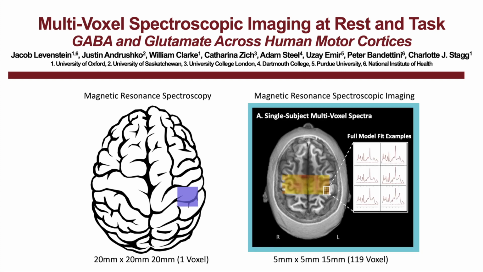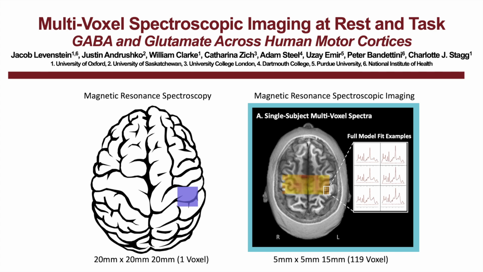On the right is the technique that we are using, and it's known as magnetic resonance spectroscopic imaging. Here across the brain in red-yellow, I'm showing you the spatial coverage of where we collect 119 separate voxels, and I'm displaying to the right 6 such voxels. If you zoom in you can see that the black line represents the raw spectra, the red line is the basis set model fit, and below that are the residuals.